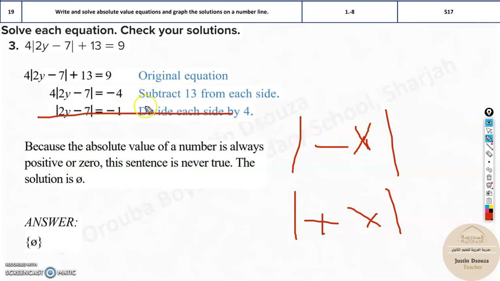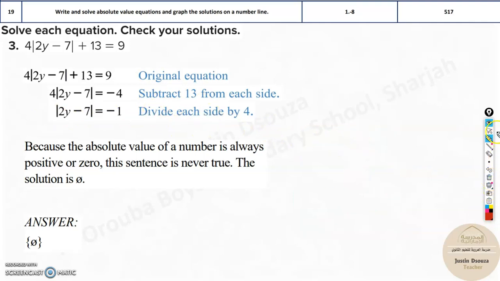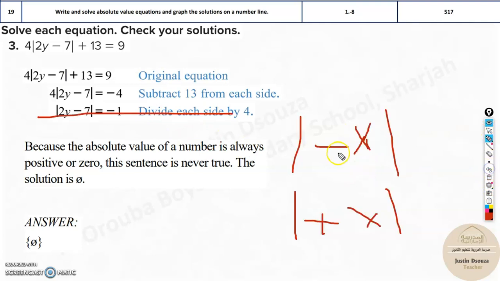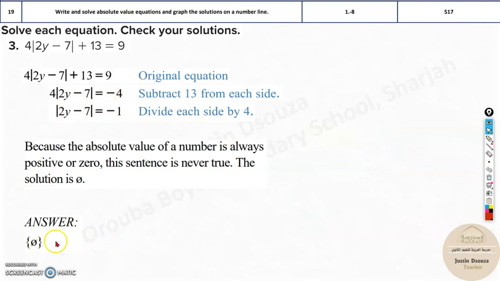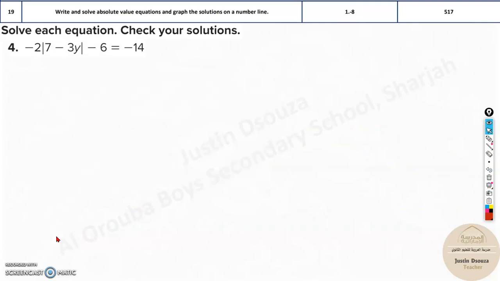Why is it very wrong? Because I have just shown over here, whether it is minus or plus, the answer will only be positive. That is why this is an error. You don't consider this. There is a null set, because try in your calculator, put any value for y, the answer can never be a negative sign. It will only be positive. Since they have shown a negative sign, that means it's a null set. It does not exist. That's it.